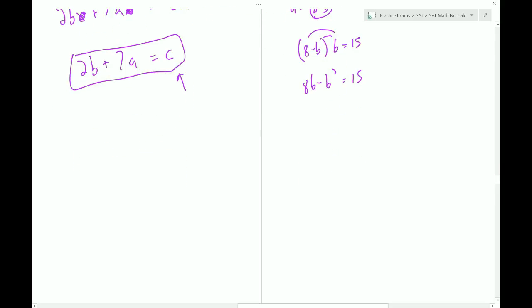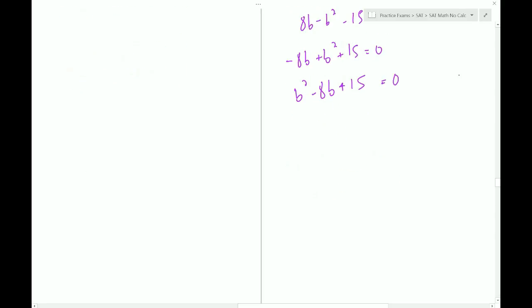Then I swing the 15 over, so 8b minus b squared minus 15 equals 0. Then I switch every single sign. So I get minus 8b plus b squared plus 15 equals 0. Rearrange it so that it's in a nice order. Of course, you move the sign along with the number. So, for example, this would be moved with its sign in front. Then we can just factor from here.